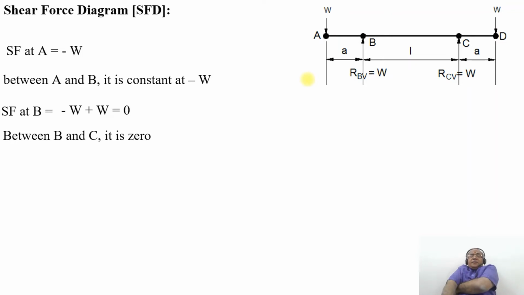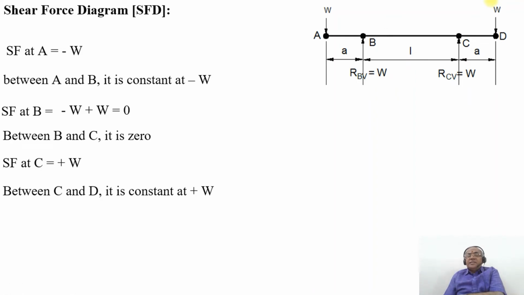Since SF at B is 0, therefore SF at C will also be equal to 0. That is, between B and C it is 0. So what is going to be the SF at C now? SF at C will be equal to, as the load is acting upwards, so it becomes positive. So that means plus W.